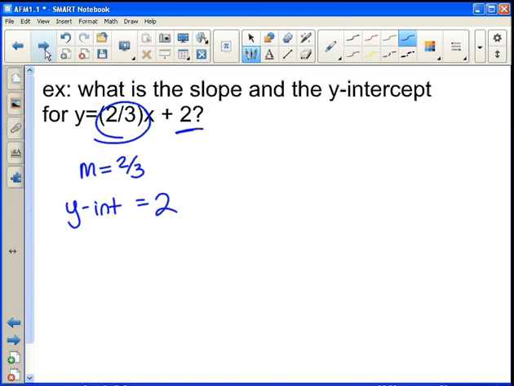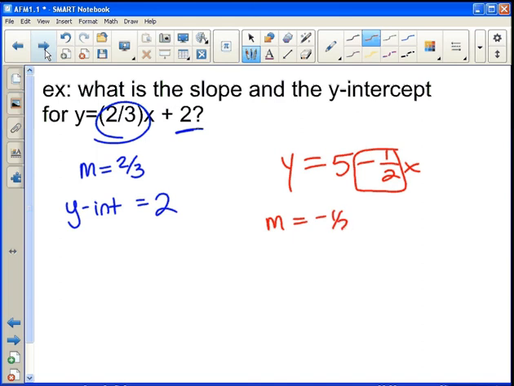So to illustrate what I'm talking about, let's look at y equals 5 minus 1/2 x. So when I'm looking for my slope, I've got to look not just at the first number I see, but at the number that's attached to x. It's called the coefficient. So my slope is right here. It's negative 1/2 because it's the number that's paired with x. The y-intercept is the number that's all by itself. So the y-intercept is 5.